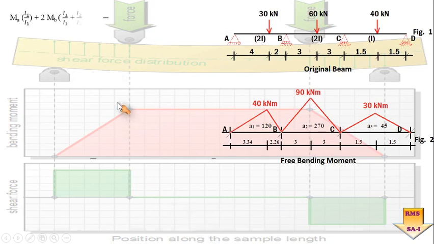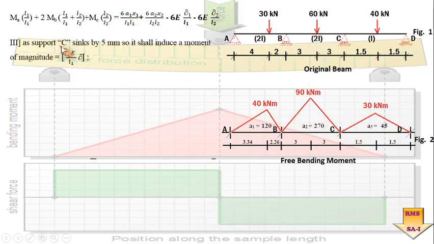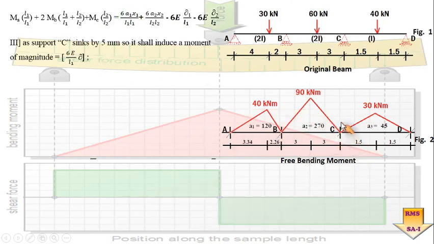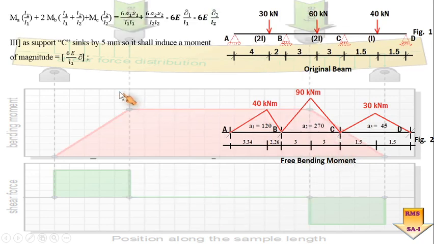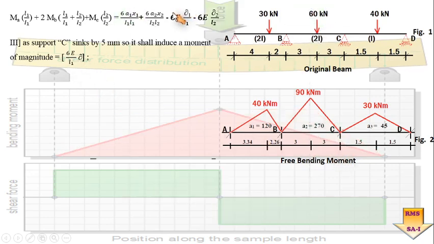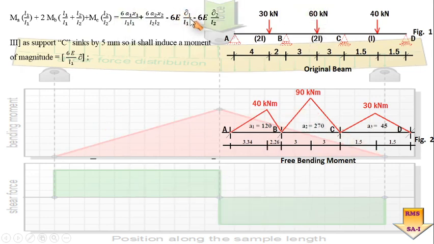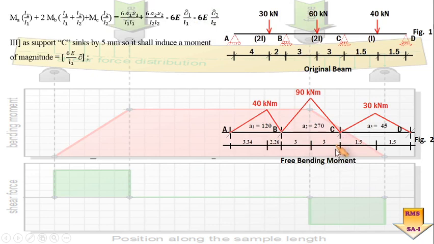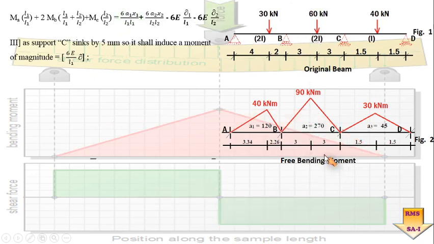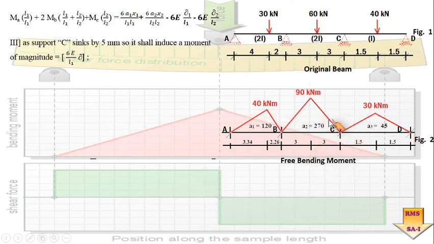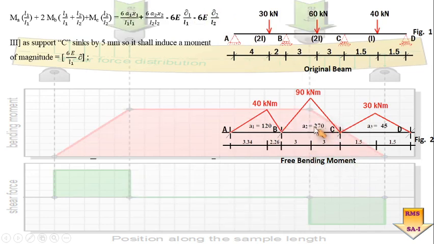Moving ahead, one more time I will be drawing the governing equation, and we know that here point C, in consideration of span ABC, is sinking below. So here you can understand that I have introduced the effect due to the sinking, and we know that whenever there is a sinking effect, there will be introduction of a moment due to the sinking effect, which will try to reinstate the sinking in that particular beam.